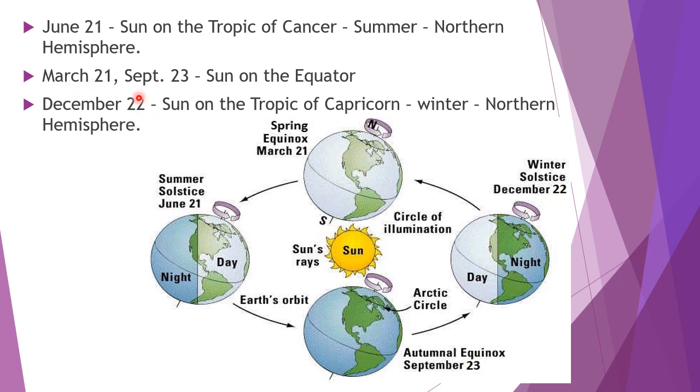But on March 21st and September 23rd, the sun is on the equator. That means on those 2 days the direct rays of the sun reach the equator. Because of that reason those 2 days are called equal days and nights.